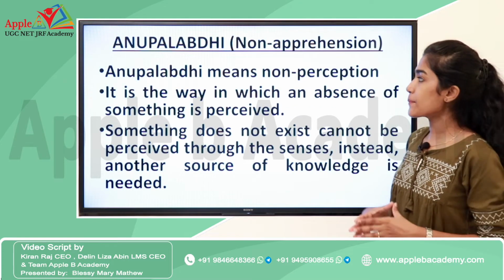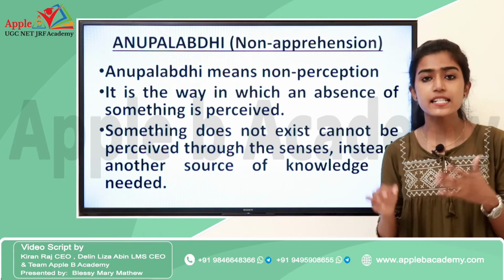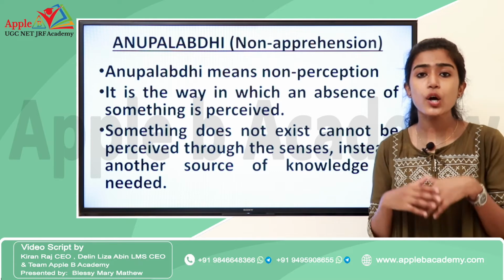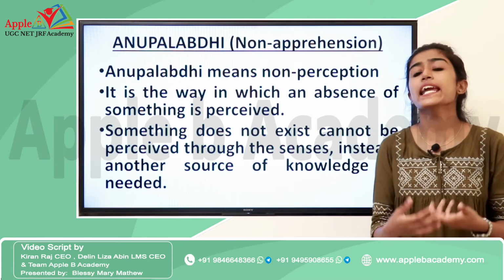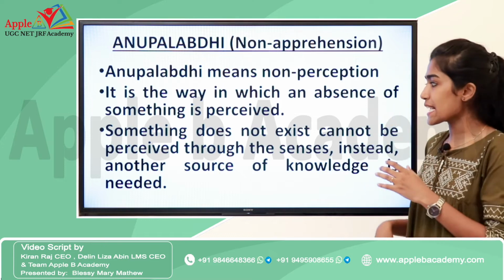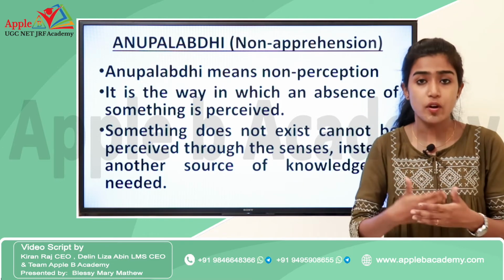So, the next type of pramana is anupalabdhi, which can be translated as non-apprehension or non-perception. So, this anupalabdhi is the way in which we are perceiving the absence of something. So, it says that something that does not exist cannot be perceived through our senses.